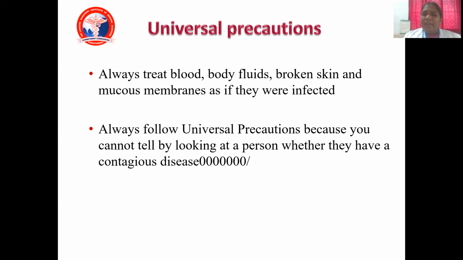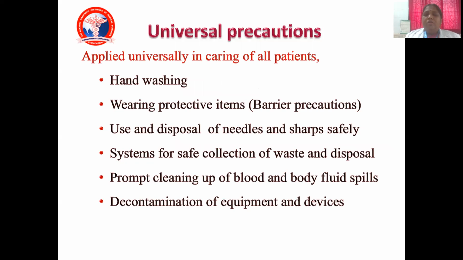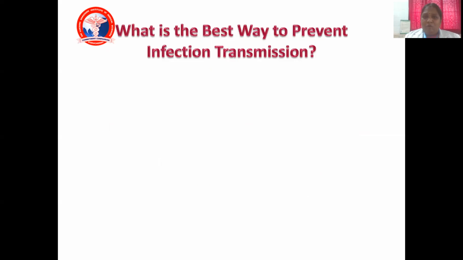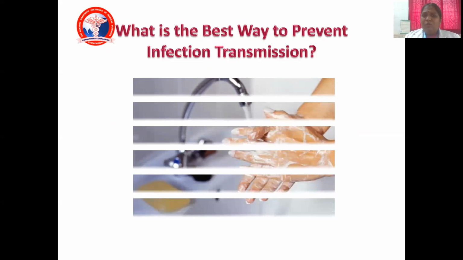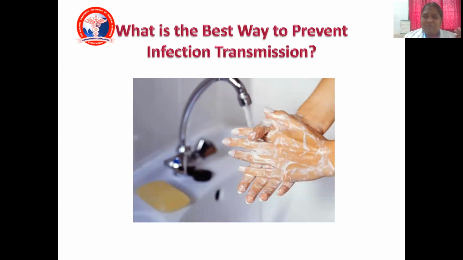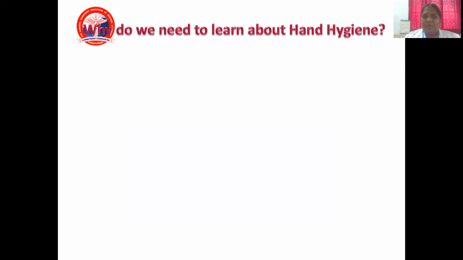We cannot tell anyone by looking at them whether they are infectious or not. So what are the universal precautions we can observe? Not only in particular patients, we will consider all patients as infected. Then only we'll observe all these universal precautions. The first and foremost is hand washing. This is the best way to prevent infection transmission. We can break the chain of transmission only with the help of hand washing.